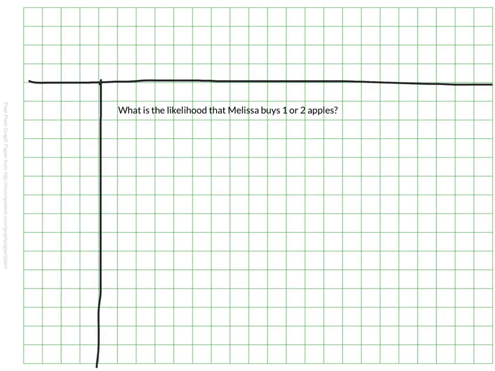I can ask the same thing, this time asking the likelihood that Melissa will buy either 1 or 2 apples. So 1 apple had a 1/10 probability, and 2 apples also had a 1/10 probability. So together that makes up a 2/10 chance or 20% chance that she'll walk away with either 1 or 2 apples. Notice that when we want to find the combined likelihood, we add the probabilities together.